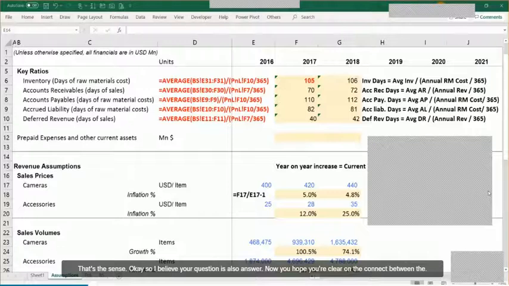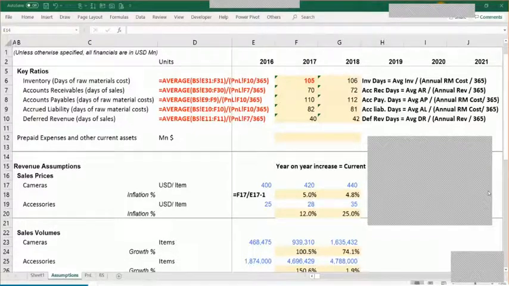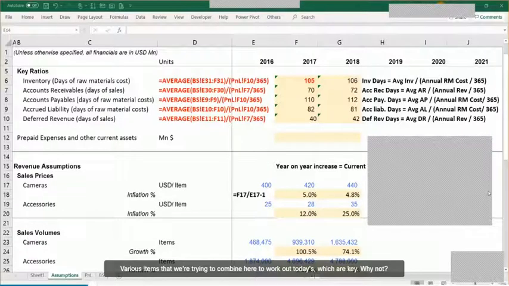Okay. So Meher, I believe your question is also answered now. I hope you're clear on the connect between the various items that we are trying to combine here to work out the days.